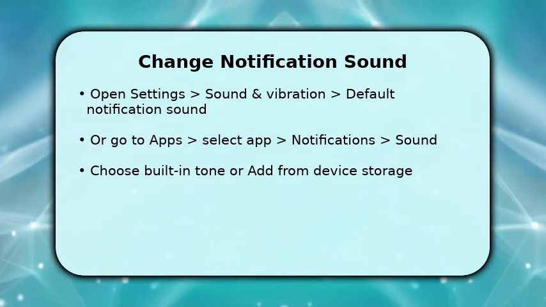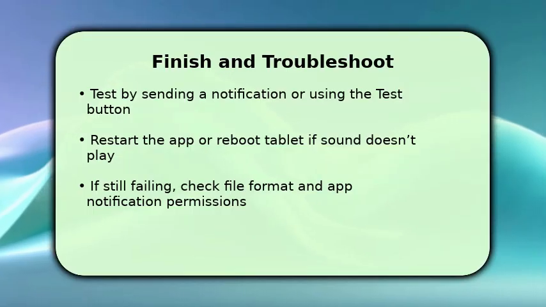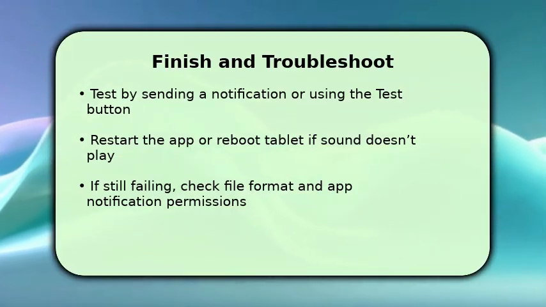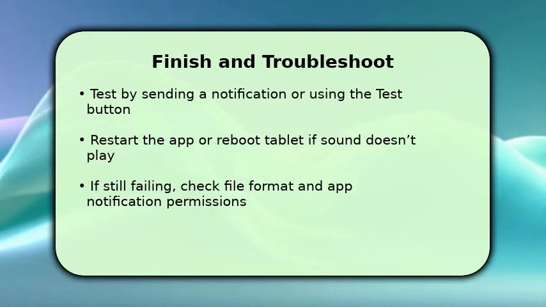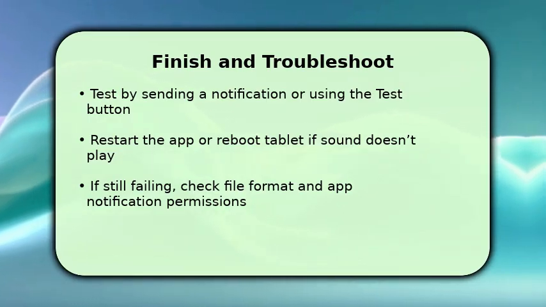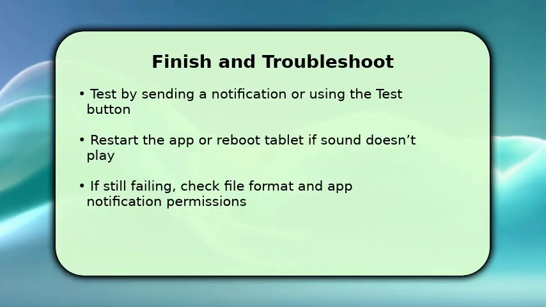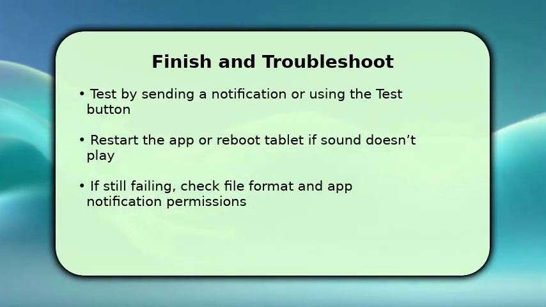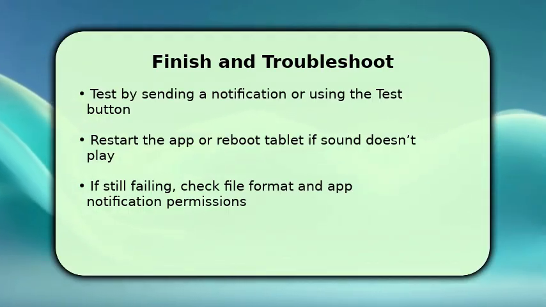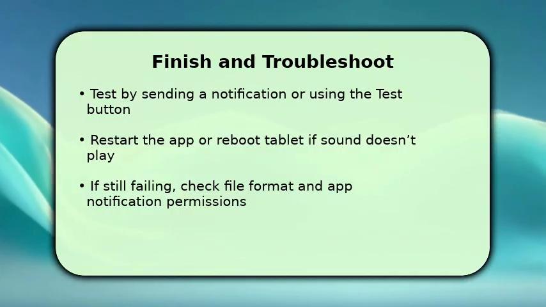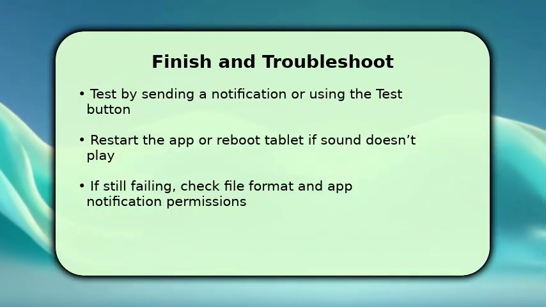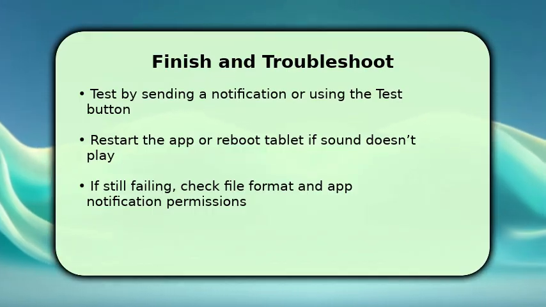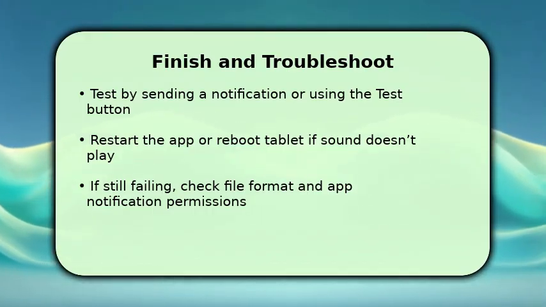Finish by testing what you changed. Send a message or use the test sound option to confirm the alert plays. If you don't hear anything, restart the app and then the tablet because a reboot often resets audio routing. Make sure the file is MP3 or OGG and not DRM protected, and verify the app's notification permissions and do not disturb settings. If problems persist, clear the app cache or reset app preferences as a key troubleshooting tip to restore missing sound.